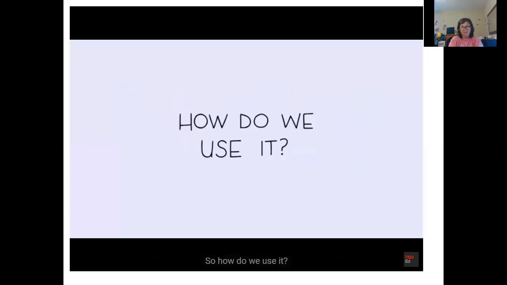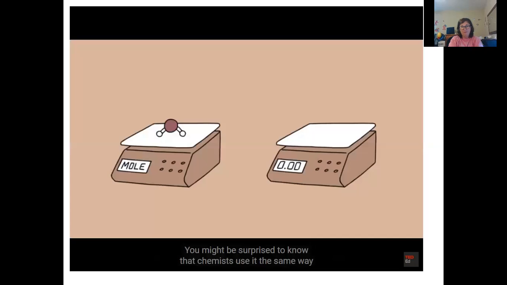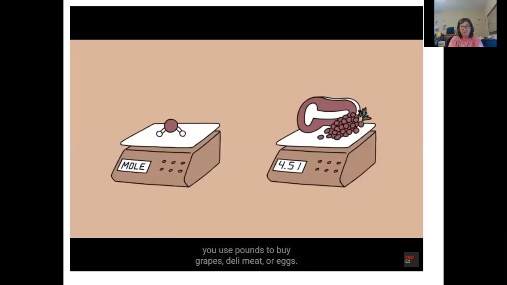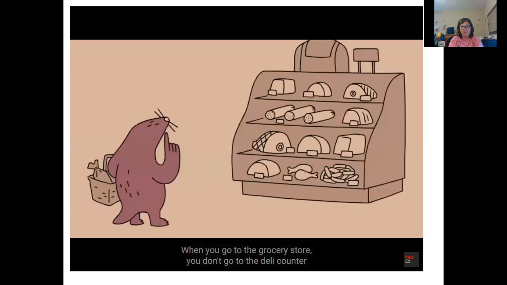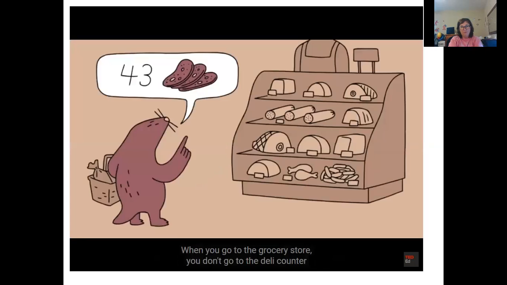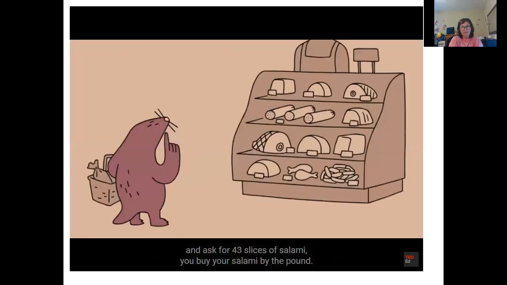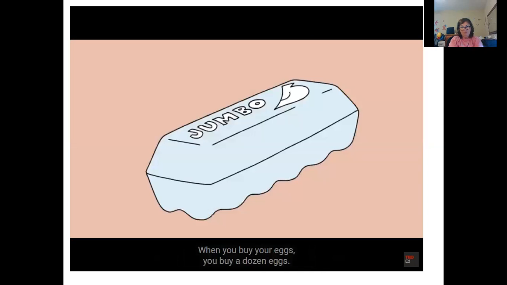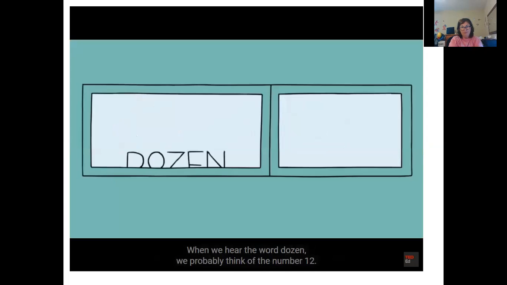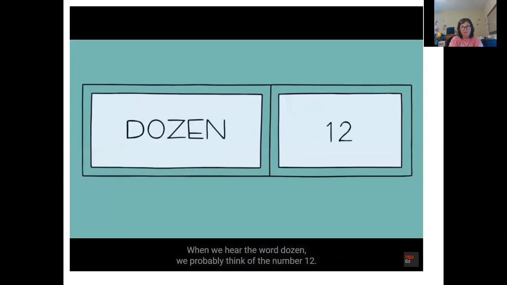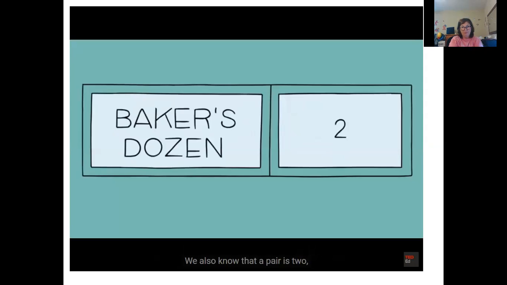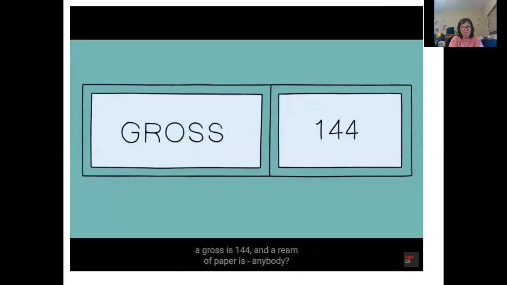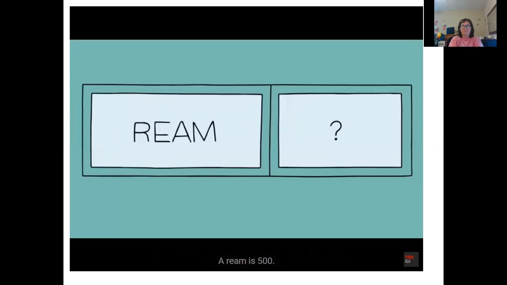You might be surprised to know that chemists use it the same way you use pounds to buy grapes, deli meat, or eggs. When you go to the grocery store, you don't go to the deli counter and ask for 43 slices of salami. You buy your salami by the pound. When you buy your eggs, you buy a dozen eggs. When we hear the word dozen, we probably think of the number 12. We also know that a pair is 2, a baker's dozen is 13, a gross is 144, and a ream of paper is 500.